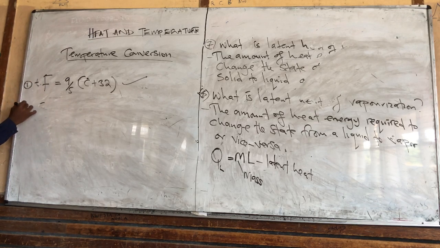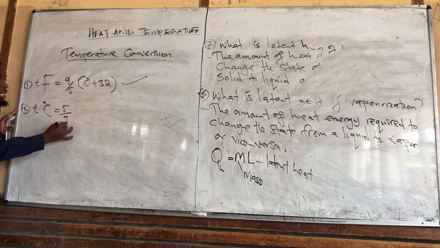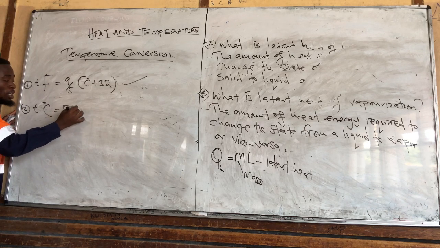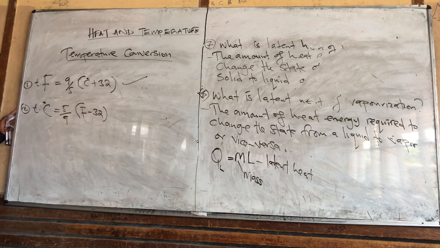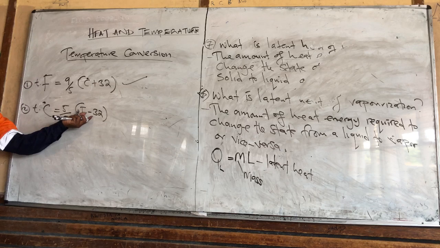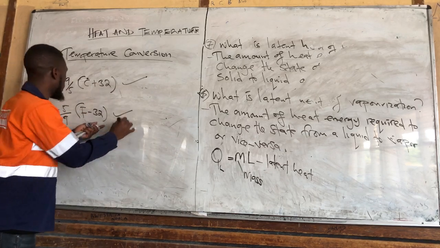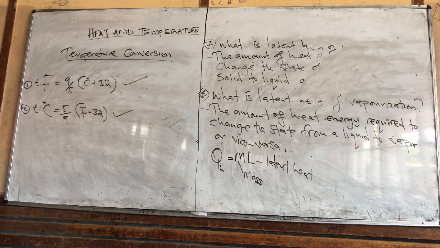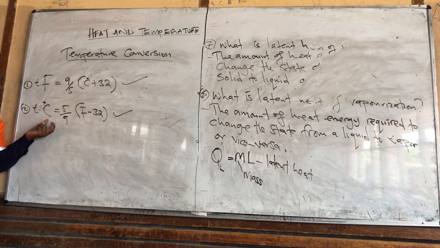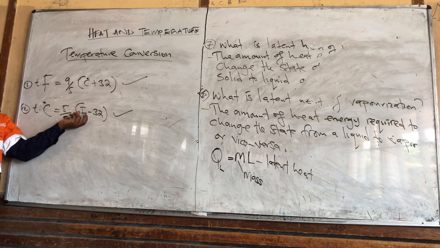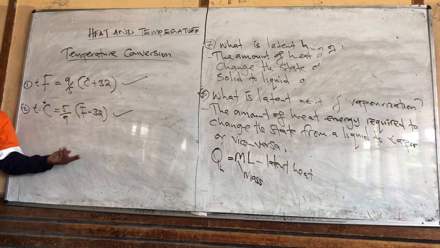What about temperature in Celsius degrees? It is equal to what? These interchange, so this one goes up and the other goes down. It will be 5 over 9, F minus 32. So temperature in Celsius degrees equals 5 over 9, F, which is temperature in Fahrenheit, minus 32. This is the second formula. You have to know them, but they are simple if you master them. If you want to convert from Fahrenheit to Celsius degrees, and you are given 20 Fahrenheit, you just put it here, subtract, then multiply.